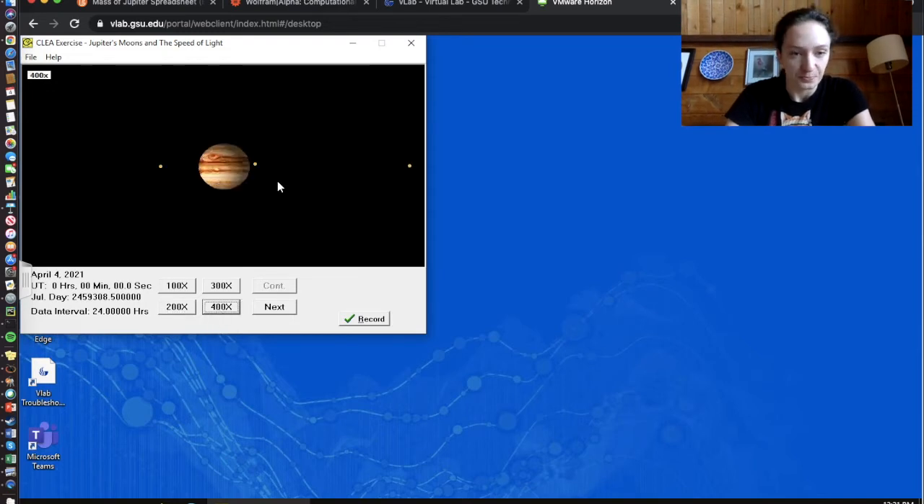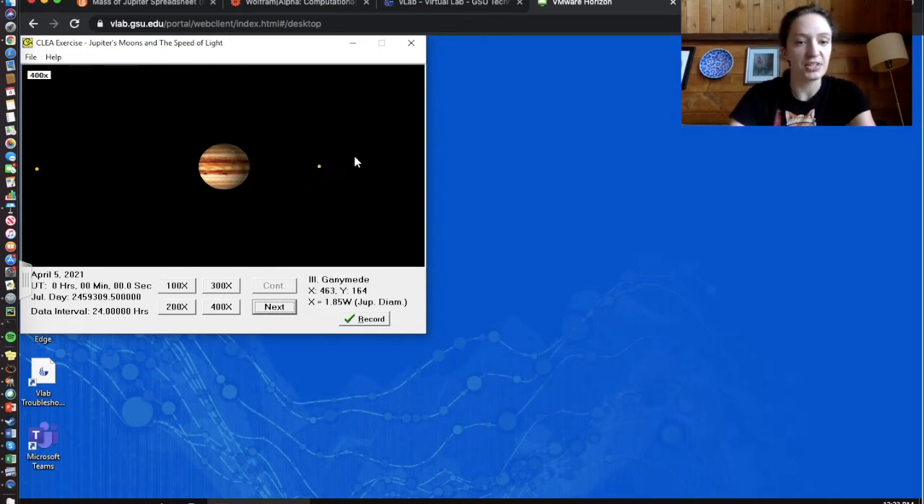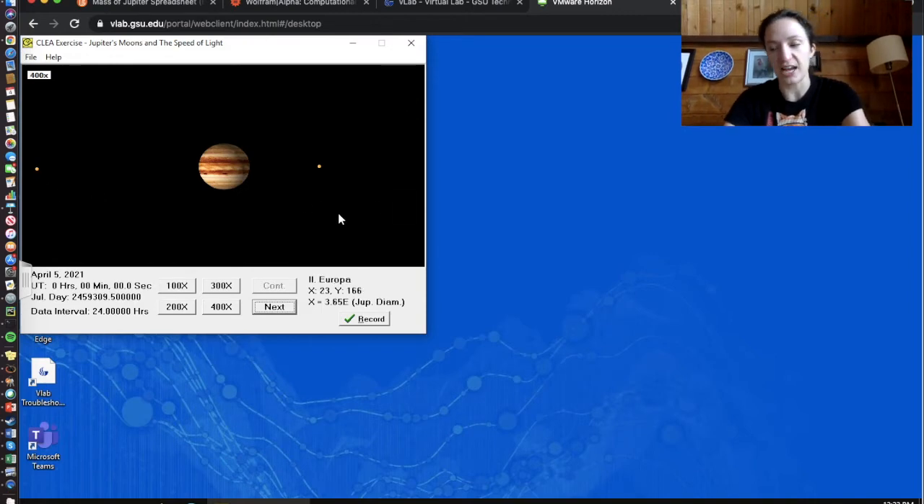So then I'm going to zoom back in, and as I click next, the moons shift position. Jupiter changes. Now this is a 24-hour interval, so this isn't exactly what you would see, but you can see now the moons have all shifted positions. The way that we would get the data for this lab is we would look at your X and Y coordinates, and you would look at 3.65 east Jupiter diameters. And this is the number that we would actually write down, this one at the very bottom.